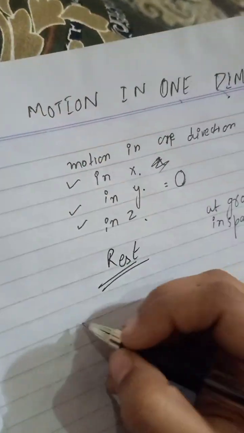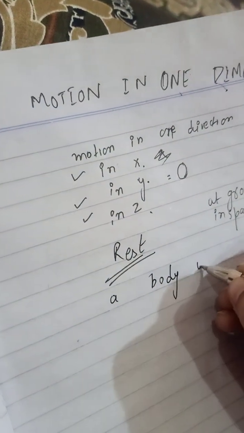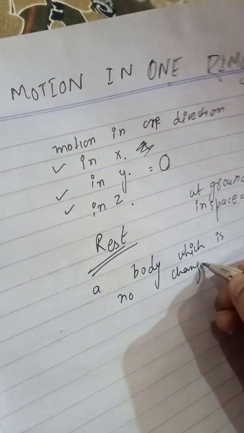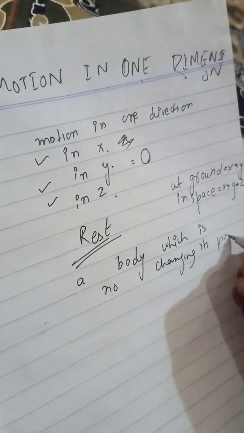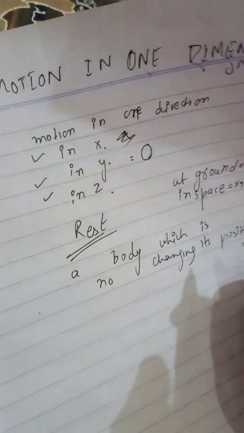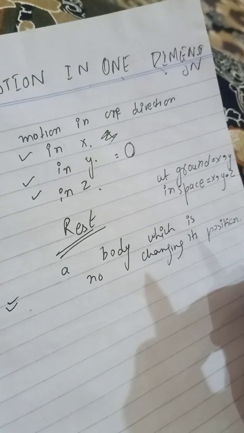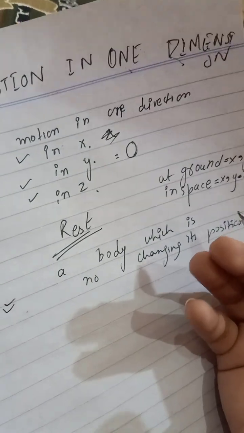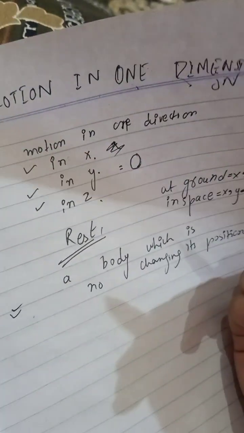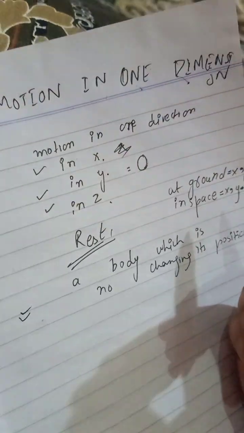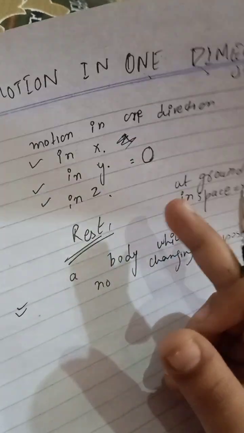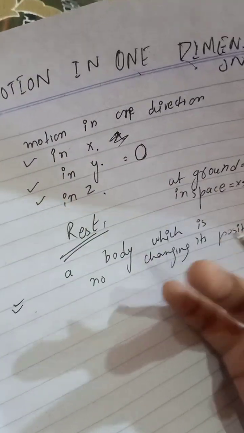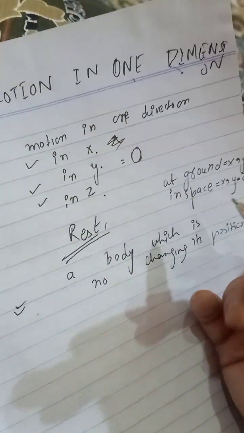Now let's talk about rest. Rest means that a body is not changing its position. Like we are sitting on a chair, we are moving our hands but we are not changing position, so that is called rest. If a person is walking, that is not rest, the person is moving, changing position. But if a person is sitting on a chair and not changing position, that is called rest.